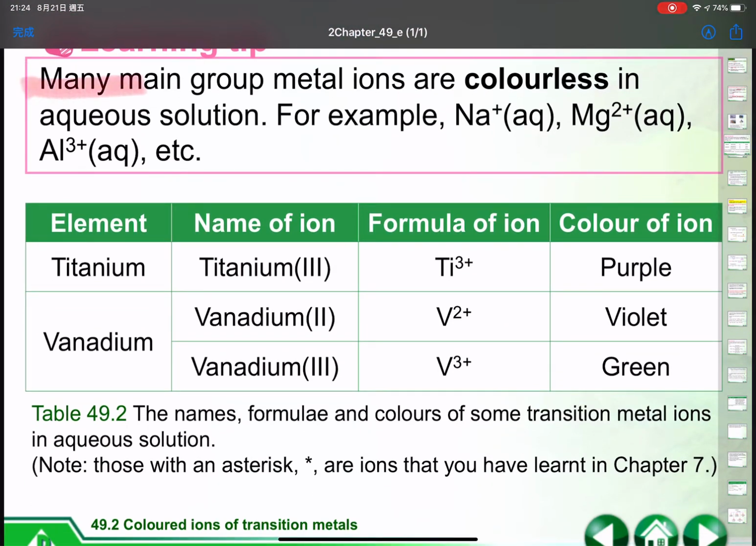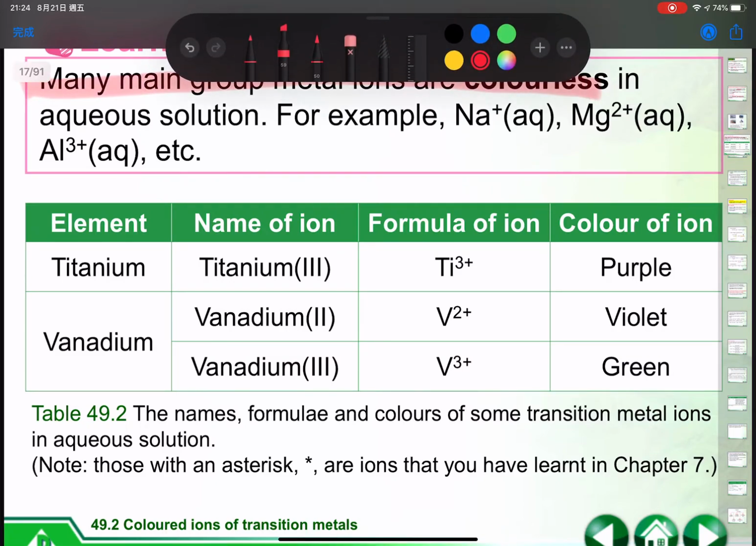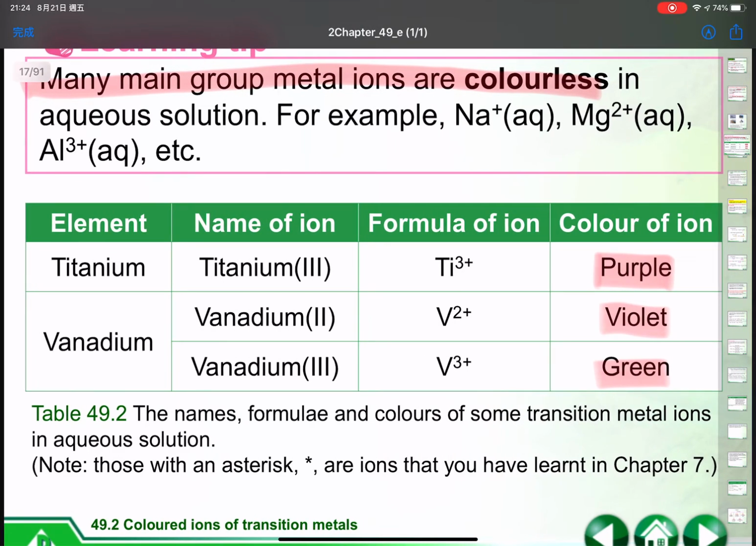Main group, remember most of the main group are colorless. Only transition metals have a color. Okay, you can see titanium, Ti3 plus purple. Vanadium 2, violet. Vanadium 3 is green. So some students ask, do you need to memorize? Yes, you need to memorize the colors. Sometimes they will ask in the multiple choice. So at least you need to know these transition metals and what the colors are. But remember, main group elements, group 1, group 2, group 3, don't have any color.